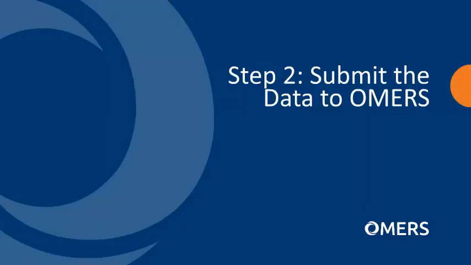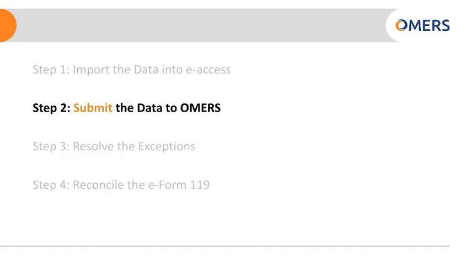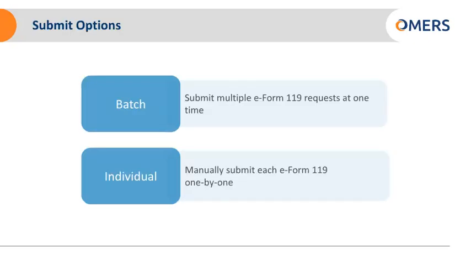Step 2 of the reconciliation process is to submit the data you have imported to OMERS. There are two different options you can use to submit your data to OMERS. Batch Submit allows you to submit multiple eForm 119 requests at the same time. This is the preferred method for larger employers with many members. The other option is to submit each eForm 119 request one by one.